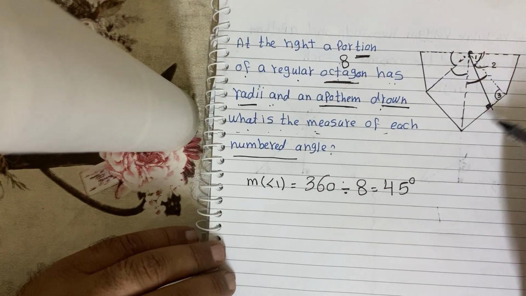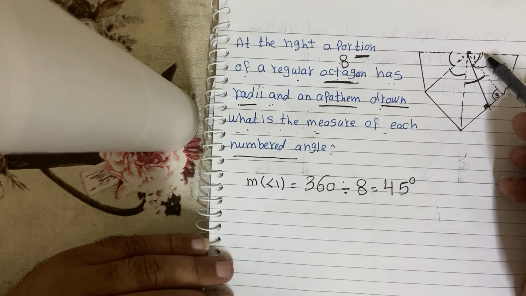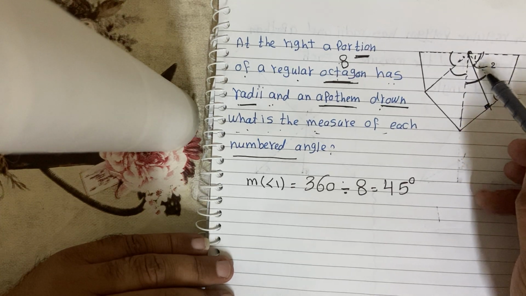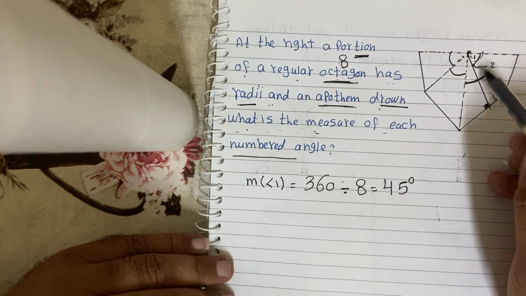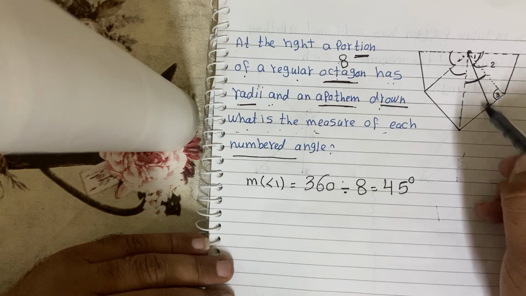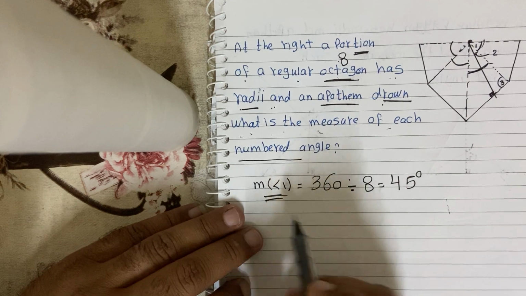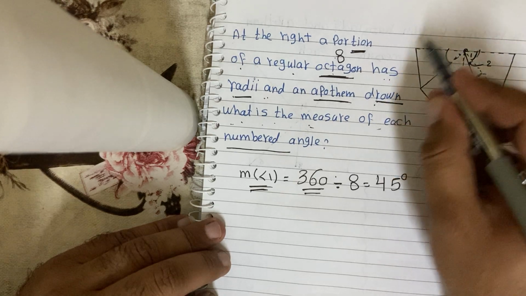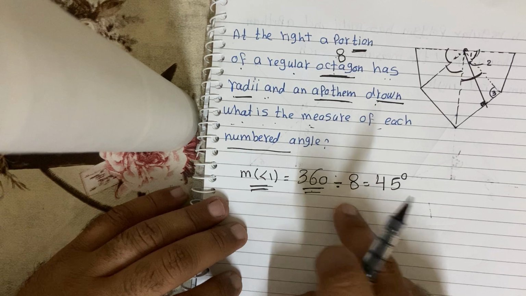Here I have an octagon and I need to find the measure of angle 1, which is between two radii. Angle 2 is between the apothem and a radius. Angle 3 is inside the triangle. Let's find angle 1 first. As I told you before, the sum of the accumulative angles at a point is 360. 360 divided by 8 is 45.